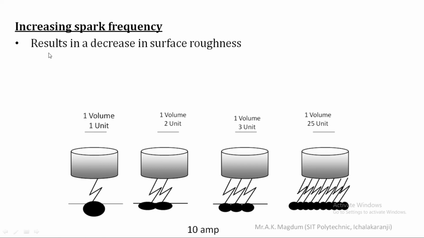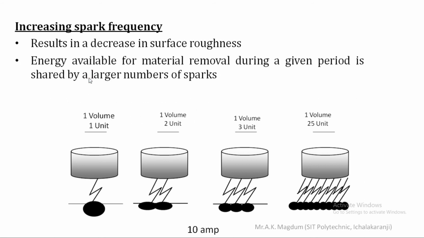The first one results in decreasing surface roughness. If you increase the spark frequency, in that case the surface roughness is unnecessarily increased. Next one, the energy available for material removal during a given period is shared by a larger number of sparks.